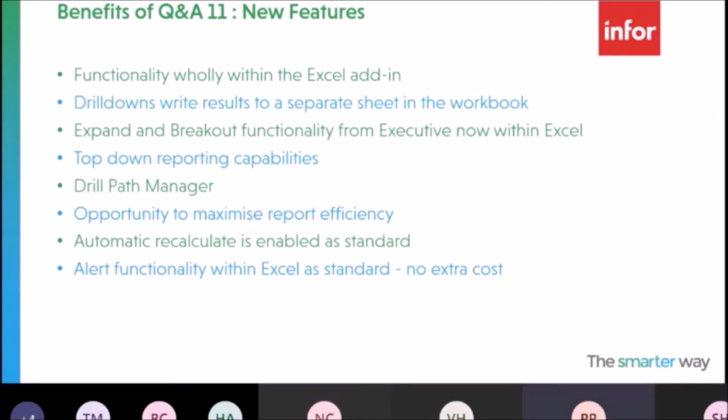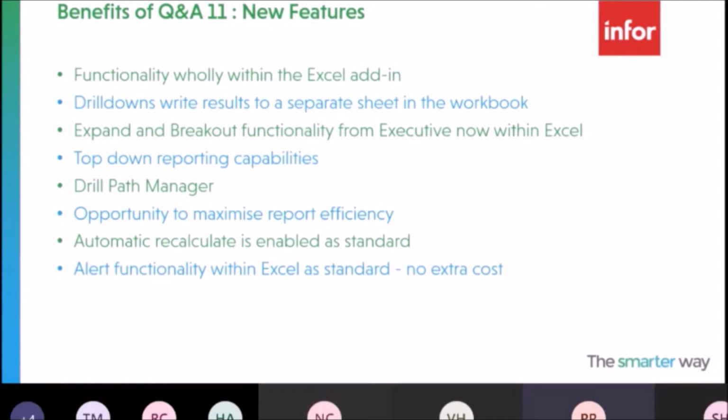In Q&A10, you've always been able to do drill downs. But the negative of them was that when you did a drill down, it would pop up as a separate box in your workbook. So that's actually been changed by Infor, so that now when you drill down on your data, it populates a separate worksheet in the workbook. This means when you distribute the workbook to other users who perhaps don't have Q&A, they can still see the results of the drill down. So that's one fundamental change.